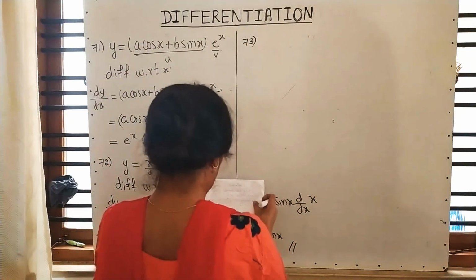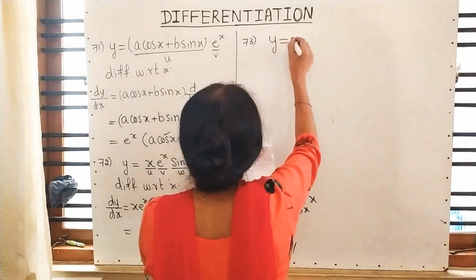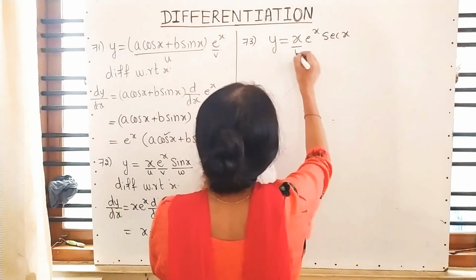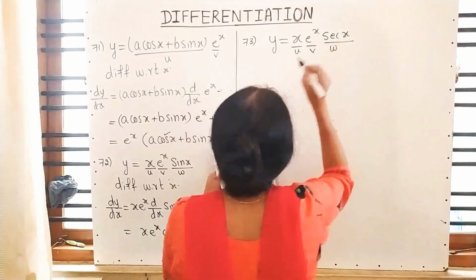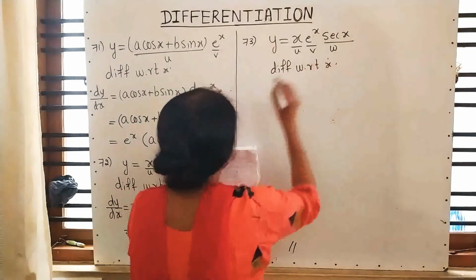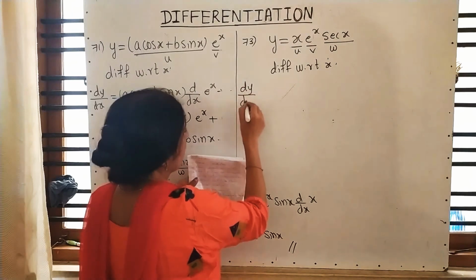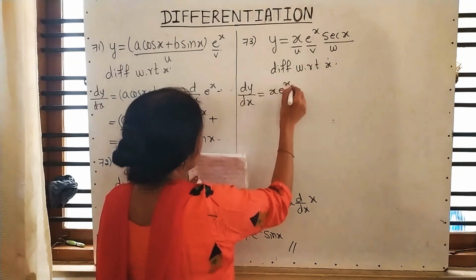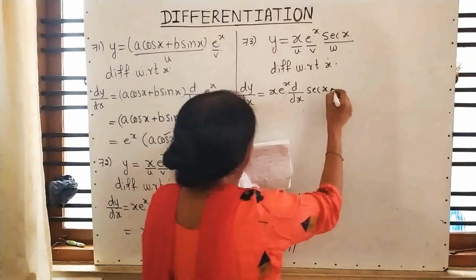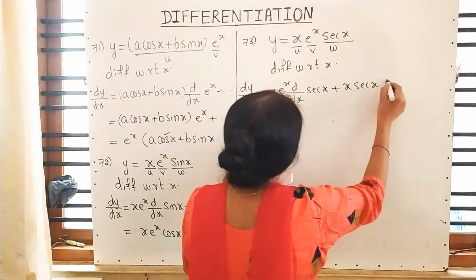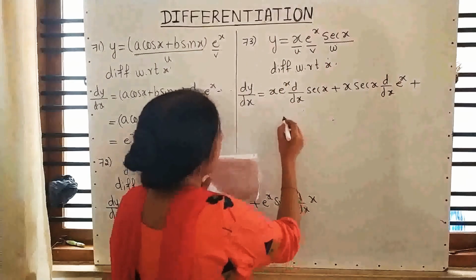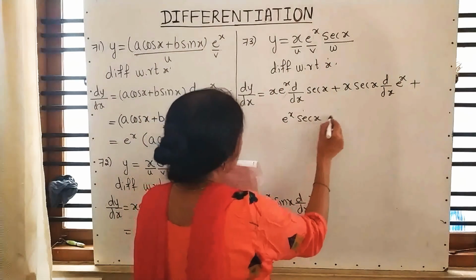73. y is equal to x e raised to x secant x. This is u, this is v, this is w. Differentiating with respect to x, dy upon dx is equal to x e raised to x, differentiation of secant x. Next I am differentiating this, x sec x, differentiation of e raised to x, plus. Now I am differentiating x, e raised to x sec x.